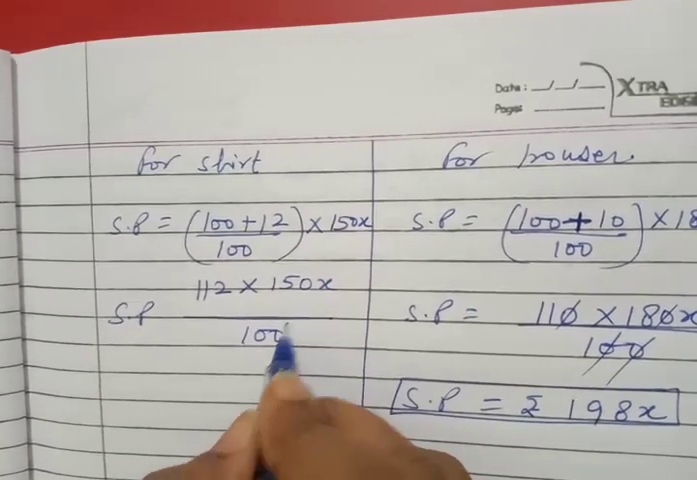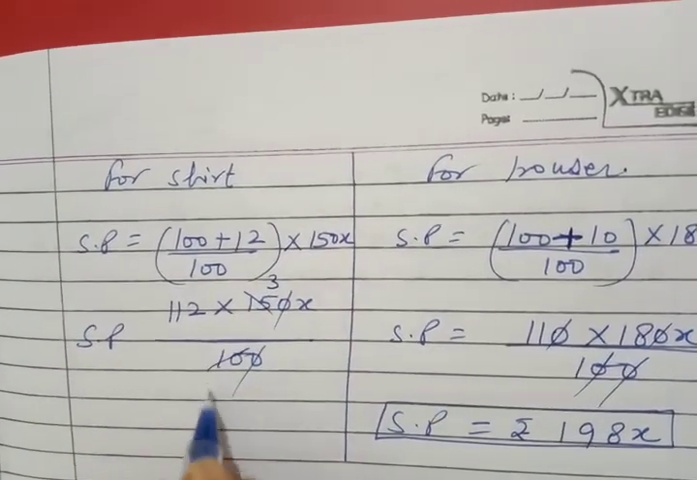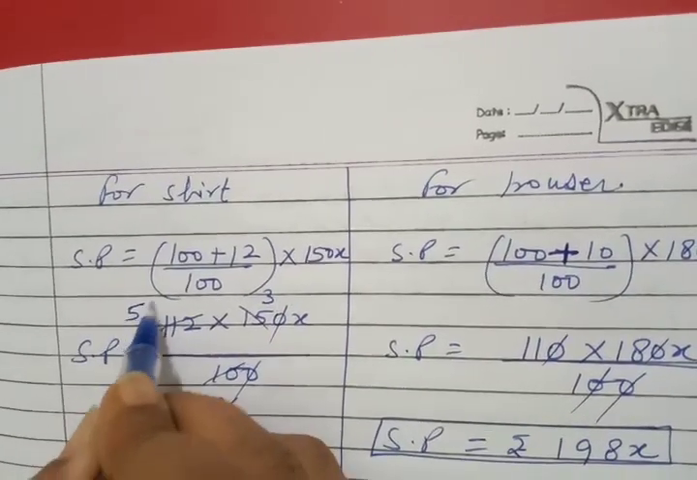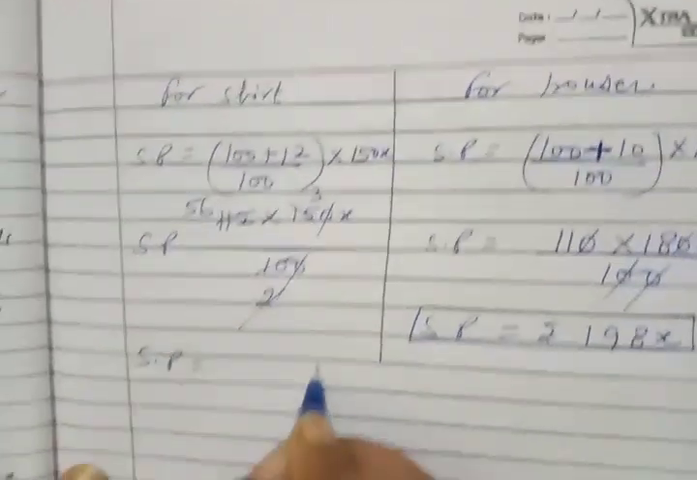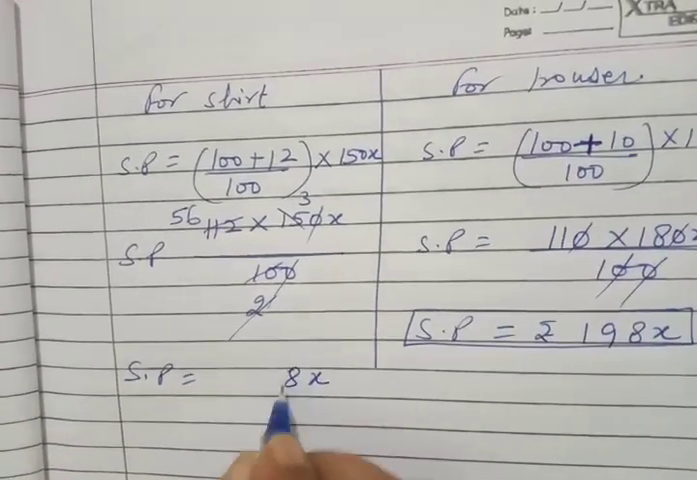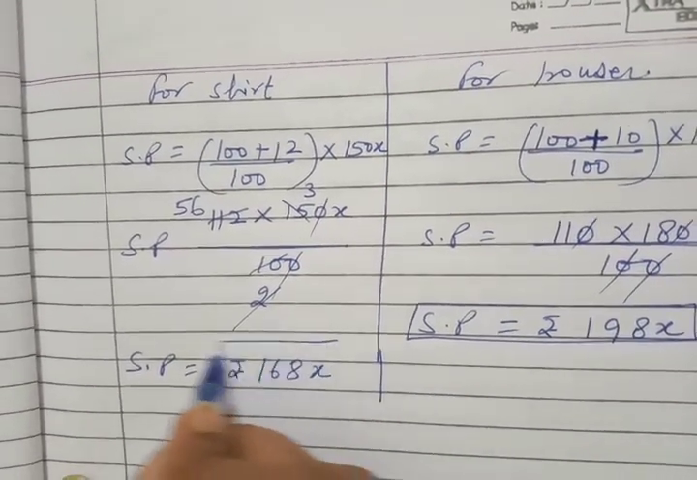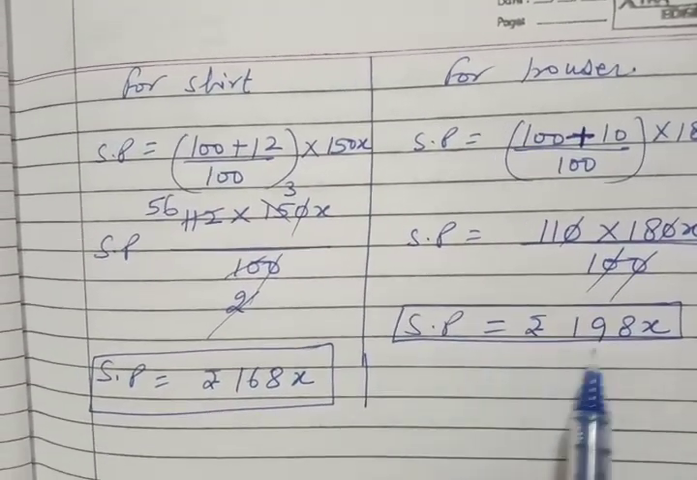Here also we can cancel 0 with 0. Then with the table of 5, 5 3s are, 5 2s are. Then with the table of 2, 2 5s are and 2 6s are. So basically SP here is 168x. SP of shirt is 168x and trouser is this.